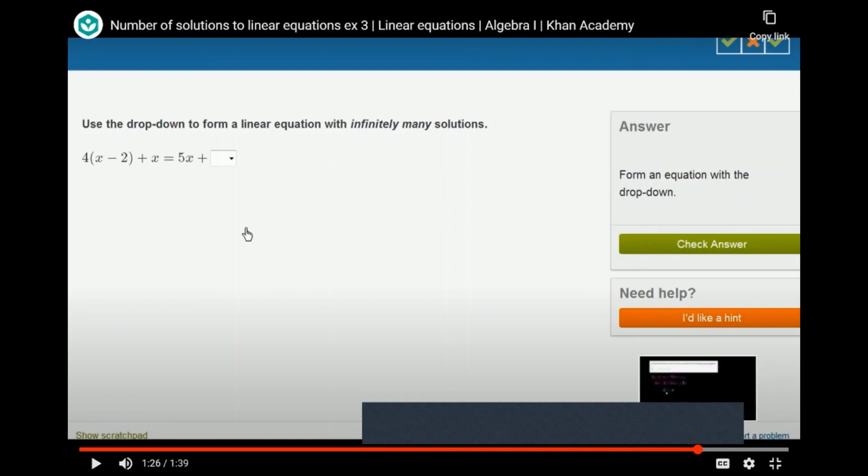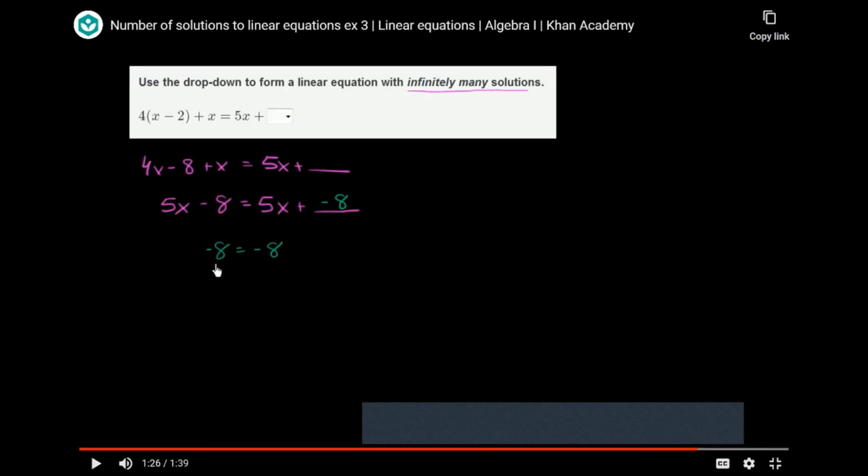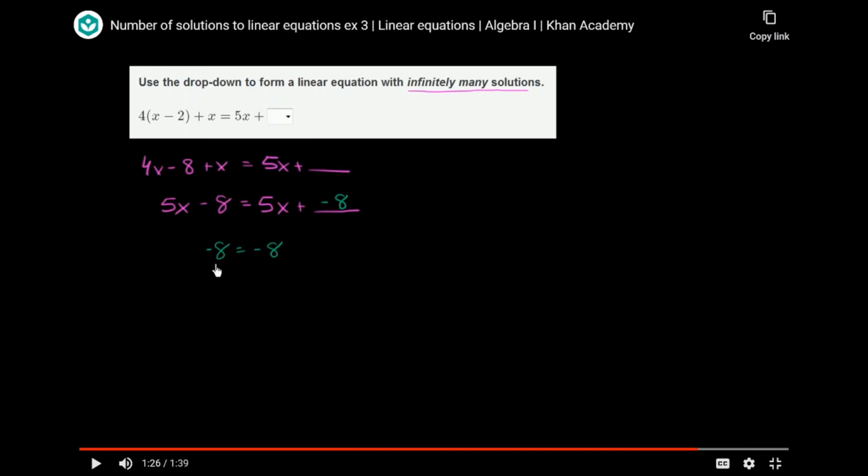Now, if I go back, okay, so he did, of course, the distributive property, because that is what we need to do. So you got to distribute 4 into x and 4 into -2, which gets me, well, 4 times x is 4x. Then 4 times -2 gets me -8. So you're going to bring that down, 4x minus 8 plus x, bring down the rest of the equation.